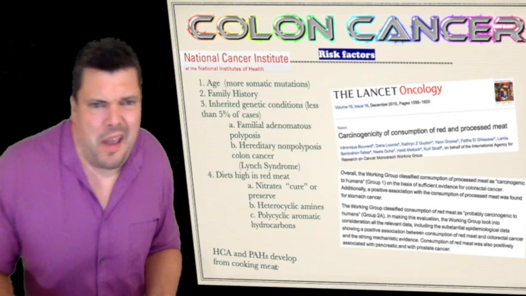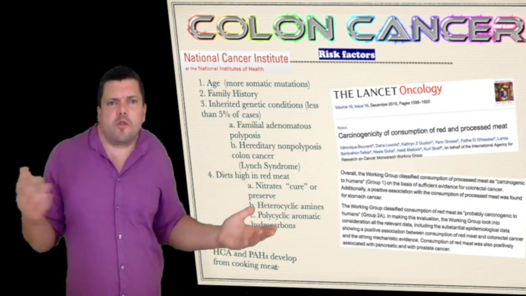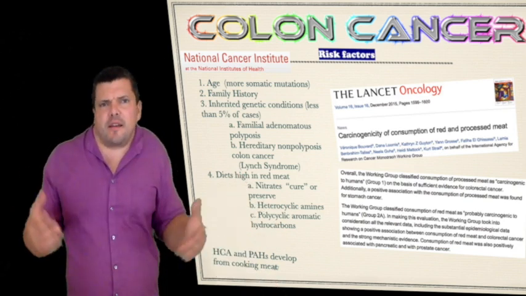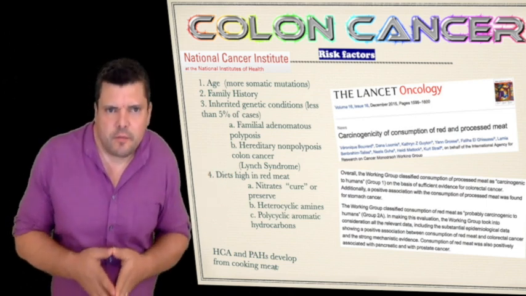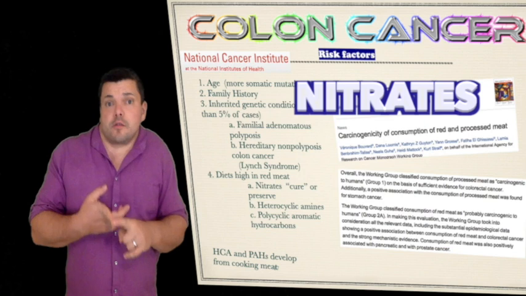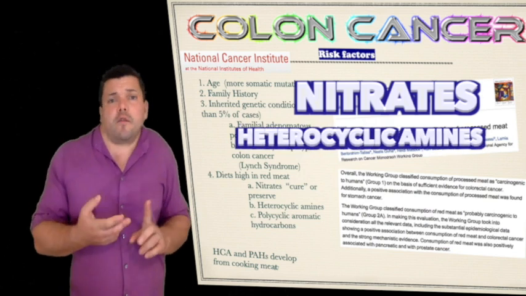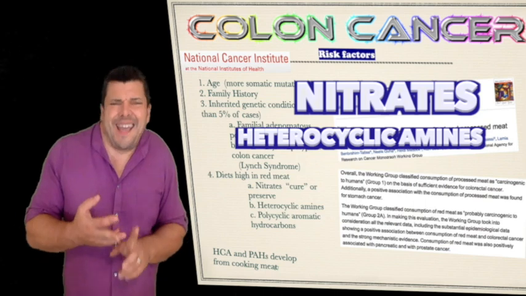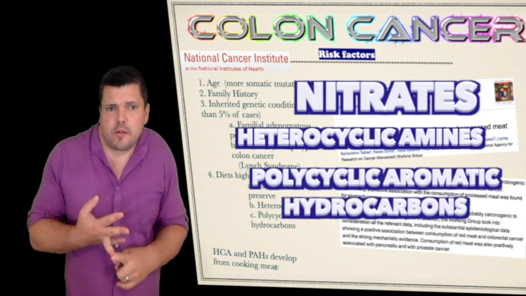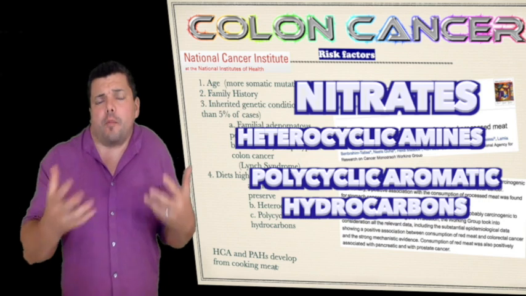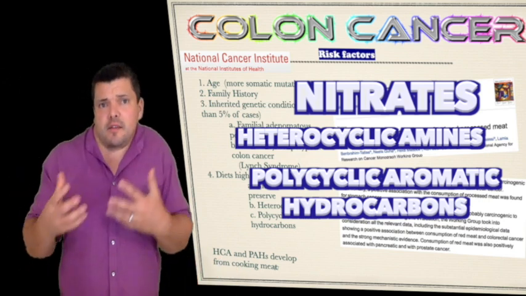But you might wonder, how? How does red meat and processed meats damage DNA? Well, there's a lot of mechanisms, but they all seem to point to 3 major contributors. Nitrates, used to preserve or cure meat, and then the production of heterocyclic amines and polycyclic aromatic hydrocarbons. Both are produced through the way we cook these meats.